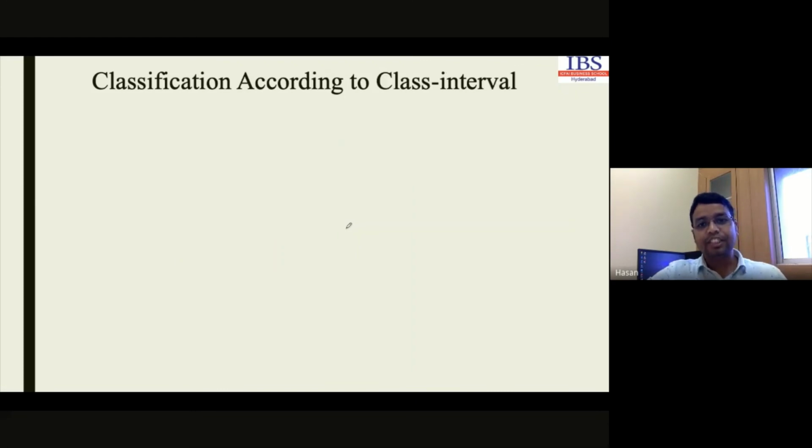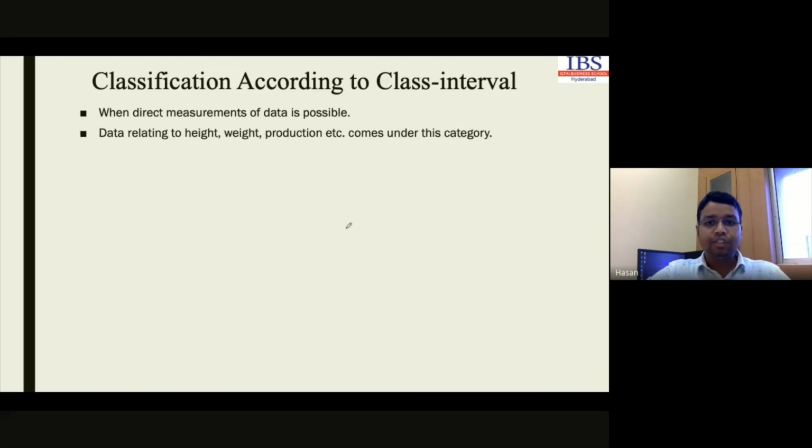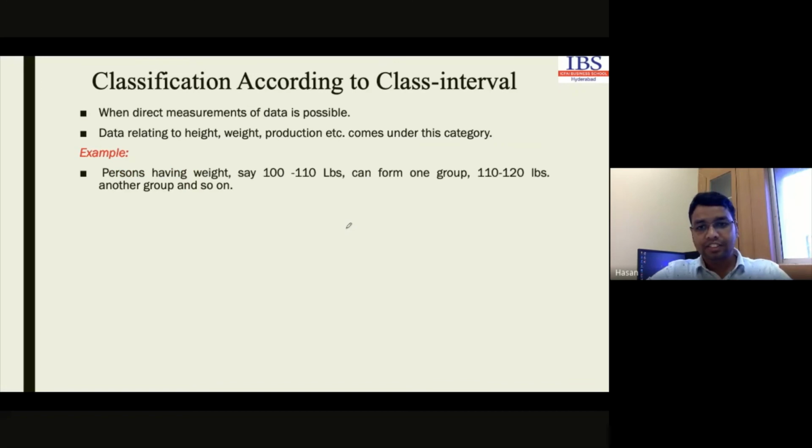Next one is classification based on class interval. First of all, we will have to measure the data, that is, data should be measurable, and we will have to decide the class interval. Class means there is a range. This is 100 to 110, this is one class. 110 to 120, this is another class. So we have to decide the classes, and based on the class, we put in the values.